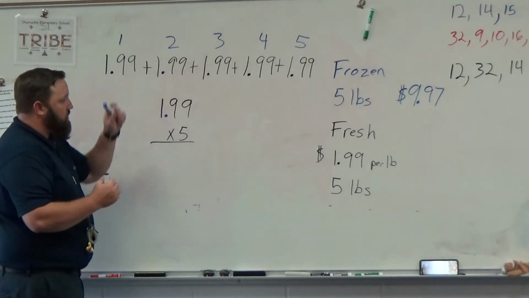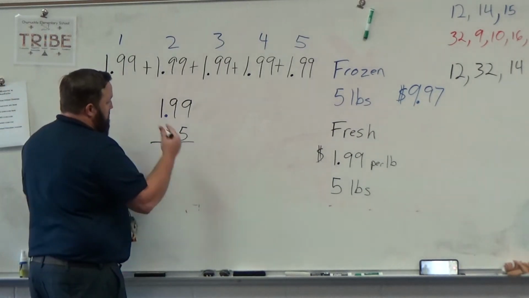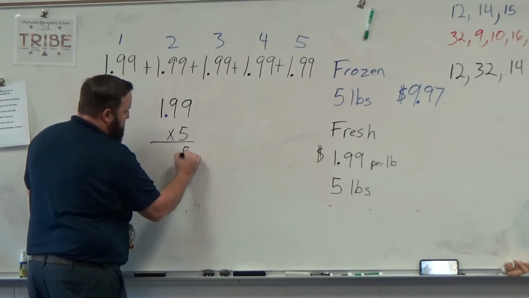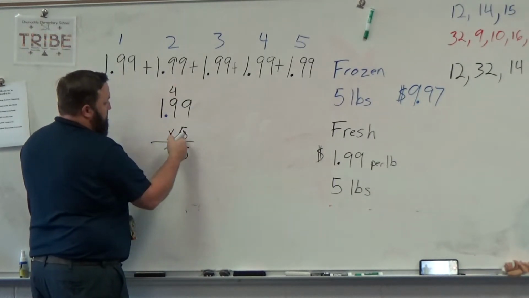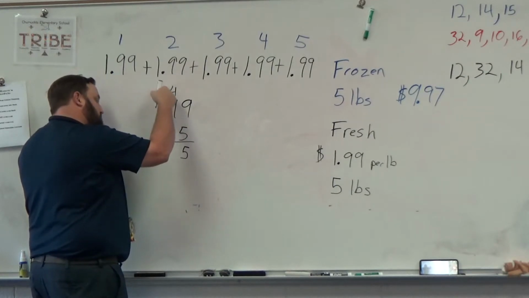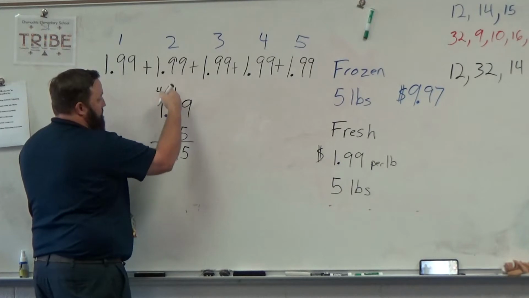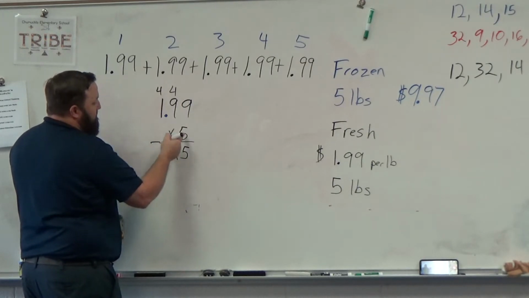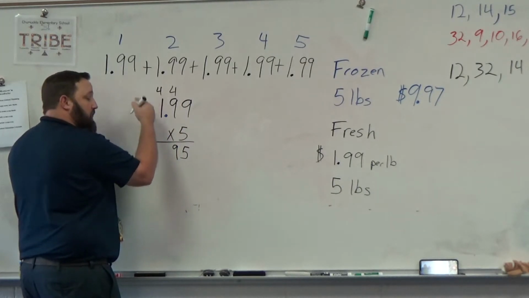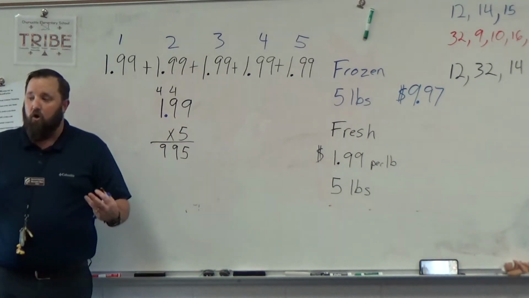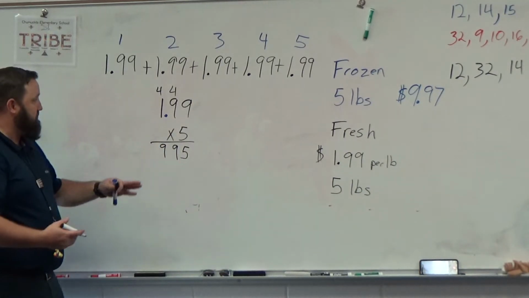So let's go ahead and do our multiplication. 5 times 9 is 45. Put the 5, carry the 4 over. 5 times 9 is 45 plus 4 is 49. Put the 9, carry the 4. 5 times 1 is 5, plus 4, that's 9. Now, is my multiplication over? Have I completed my multiplication?